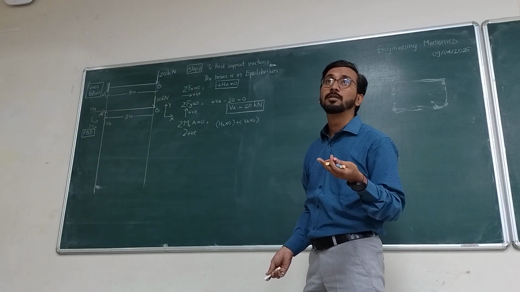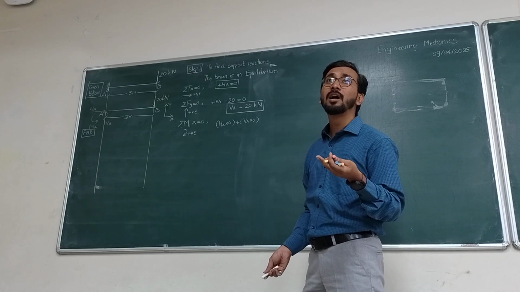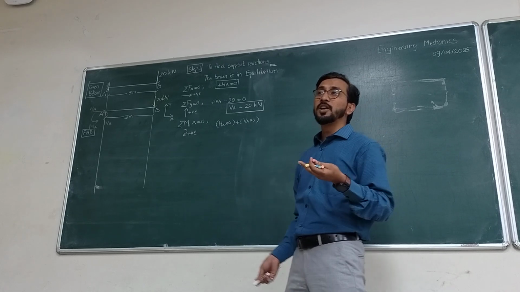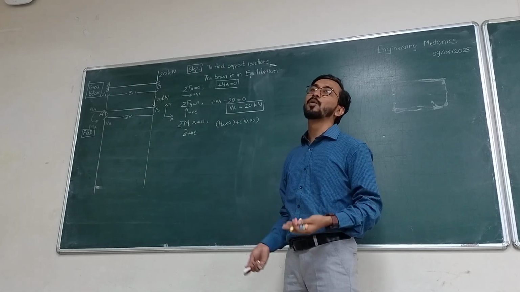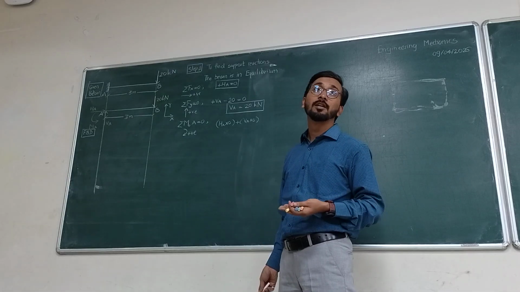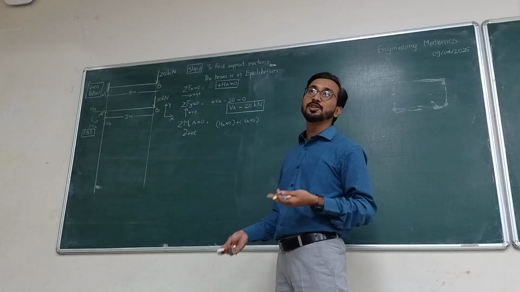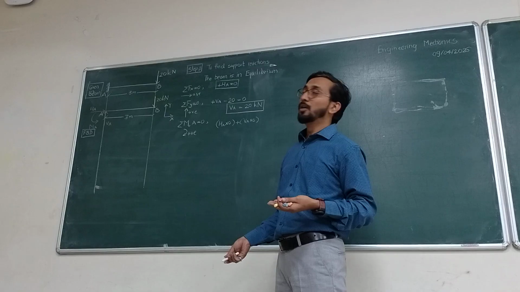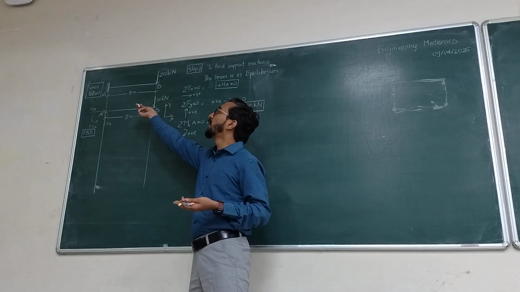If I am taking sum of moments at A, what are the different moments acting at A? HA 0, VA 0, and what is the moment of 20 kN at A?